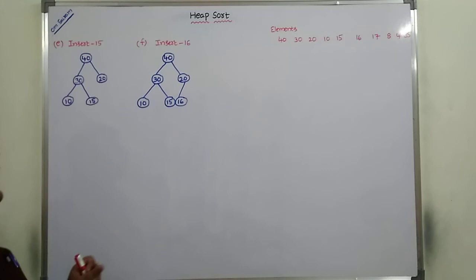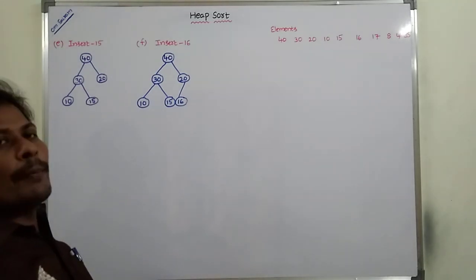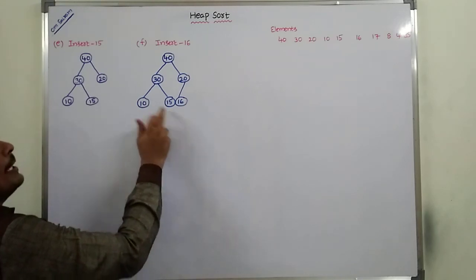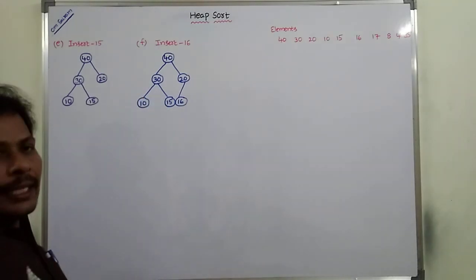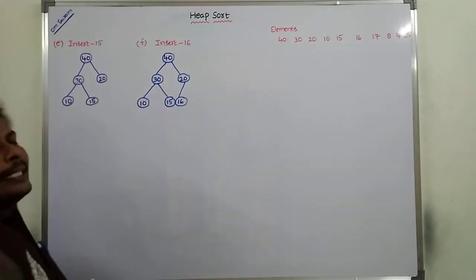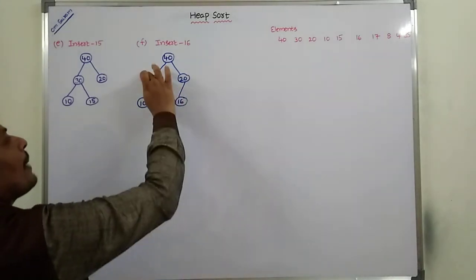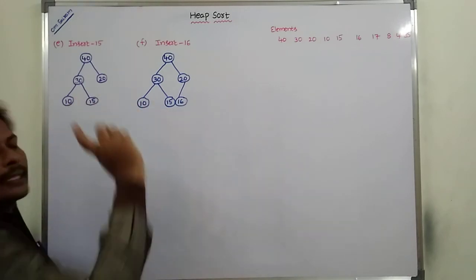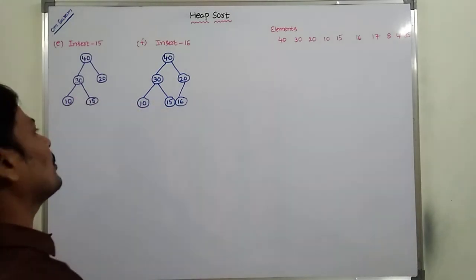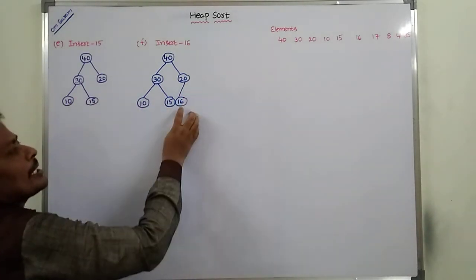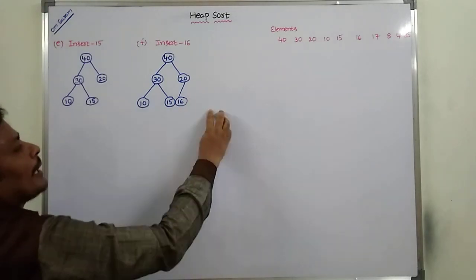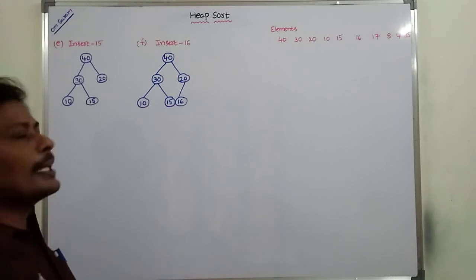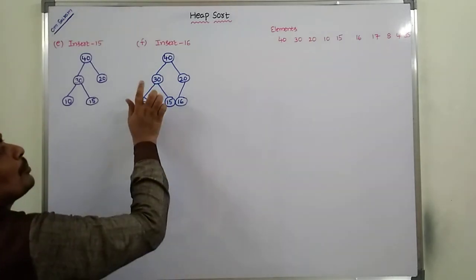Now, does it satisfy the maximum heap property or not? 10 and 15 have the parent 30. So 30 is greater than 10, it satisfies the maximum heap property. 30 is greater than 15, it satisfies the maximum heap property. Next, 20 has only a left child, there is no right child. So 20 is greater than 16, it satisfies the maximum heap property.